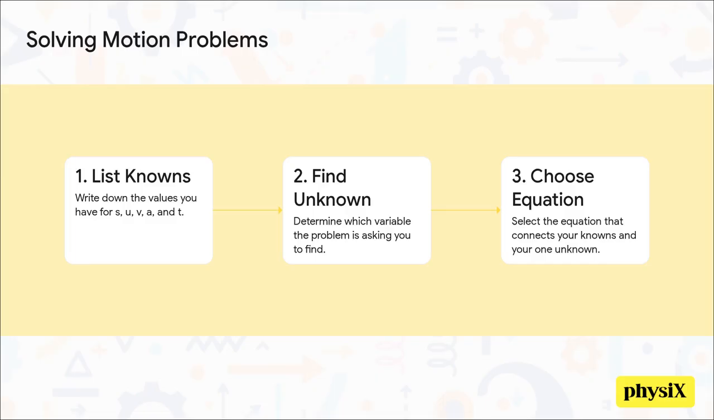Second, figure out your target. What's the one thing you're trying to find? And finally, you just play matchmaker. You look at your 3 equations and pick the one that has all your knowns plus the one unknown you're looking for. It's like a puzzle, and this is the cheat code.